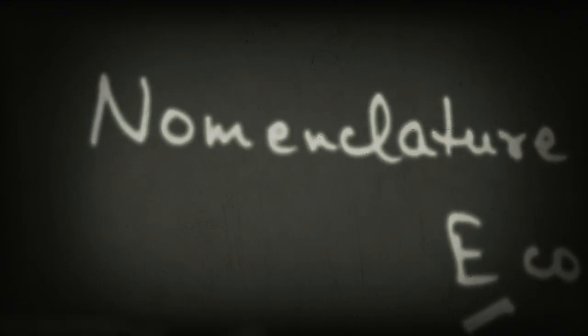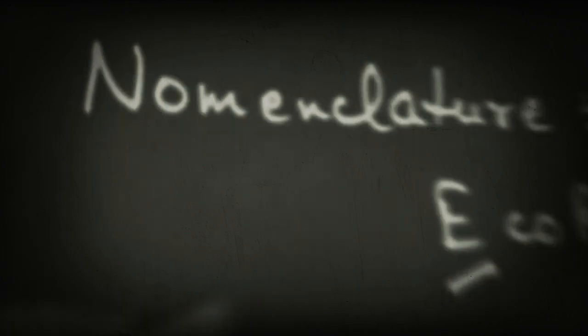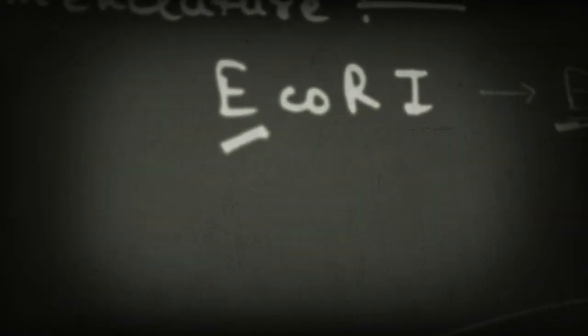Now let's discuss the nomenclature of the restriction enzyme. The uniform system of nomenclature was proposed by Smith and Nathans. Let's take an example for this. For example, EcoR1.